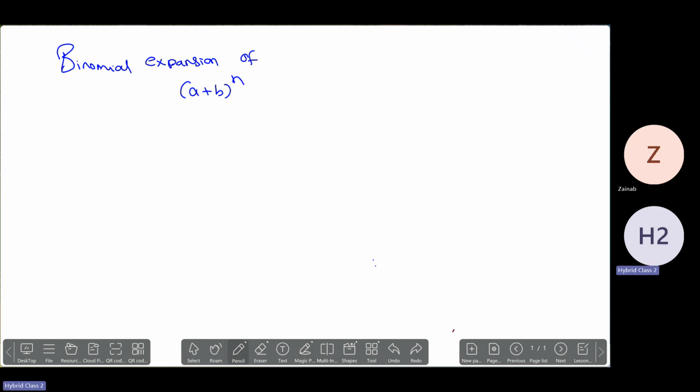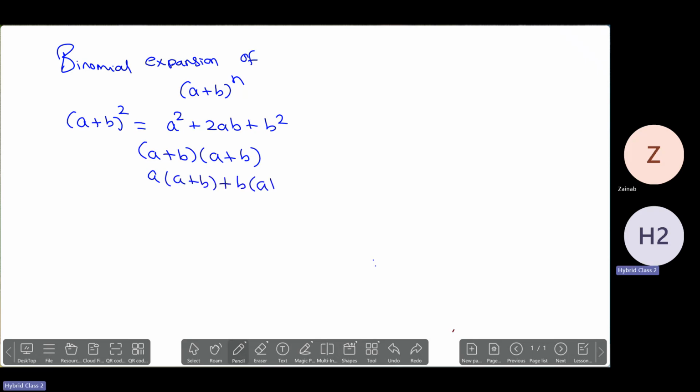So far we learned how to expand a plus b whole square, right? What is expansion? A plus b into a plus b. In that way only we expand all the time. A square plus 2ab plus b square. And this came by what? A plus b times a plus b only, right? So a plus b, if I multiply a into a plus b, and b into a plus b, so a square plus ab plus b square. So then only it becomes what? A square plus 2ab plus b square.